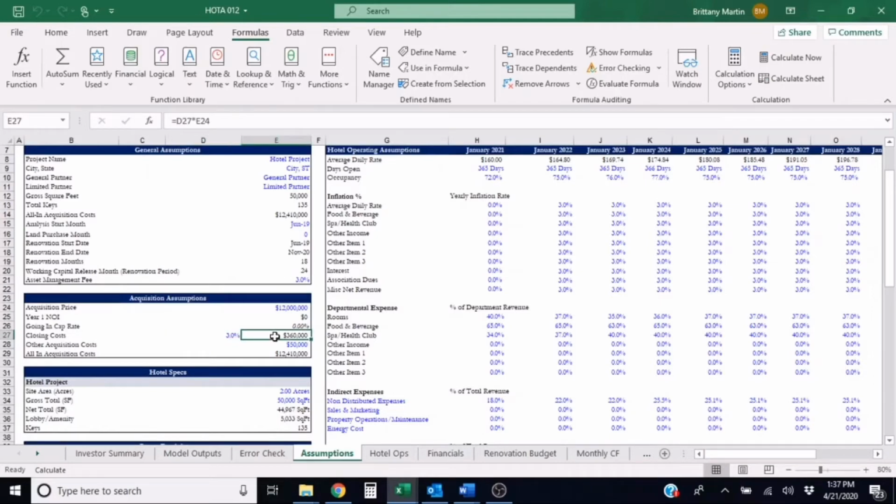Another cost that I would look at for closing costs would be appraisal fees. The appraisal fee is the fee paid to the appraiser to value the property you're buying, and this is important since it helps determine how much the lender is willing to lend on the property.